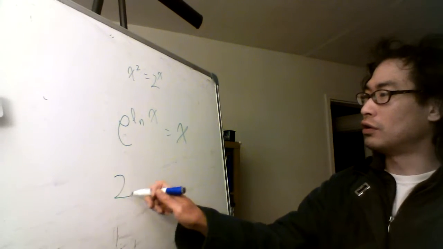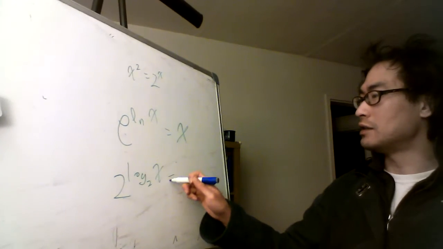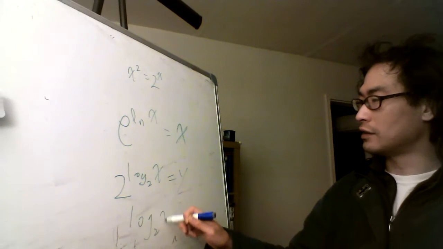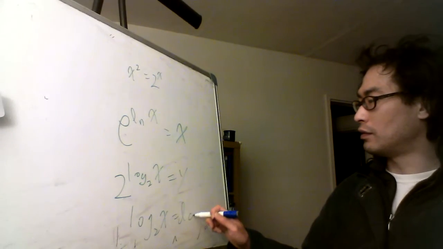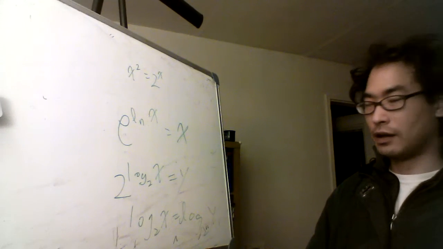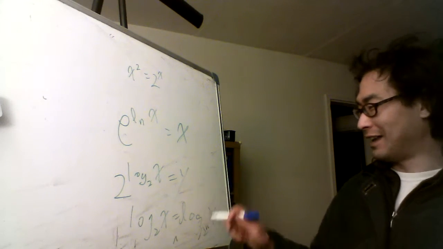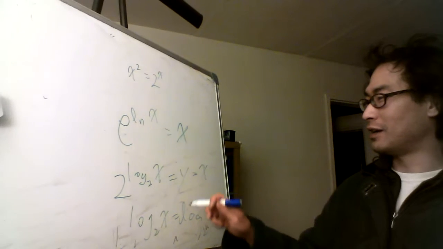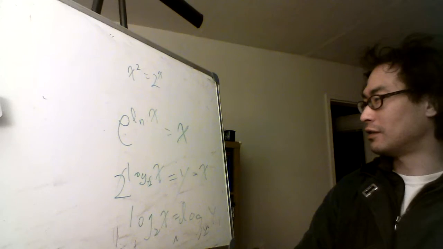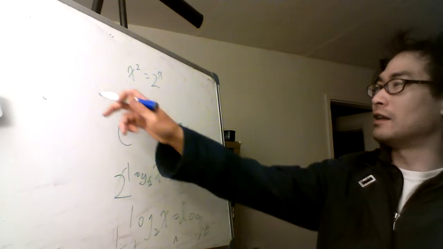So 2 to the logarithm base 2 of x, let's say, is equal to y. Then logarithm base 2 of 2 to the logarithm base 2 of x is equal to logarithm base 2 of 2 to the y. So x has to be equal to y. That's why it is equal to x, meaning 2 to the logarithm base 2, they kind of cancel out. It becomes x. So e to the ln x is x.